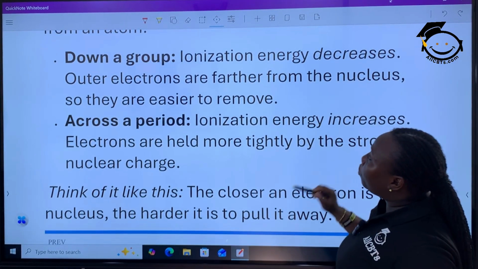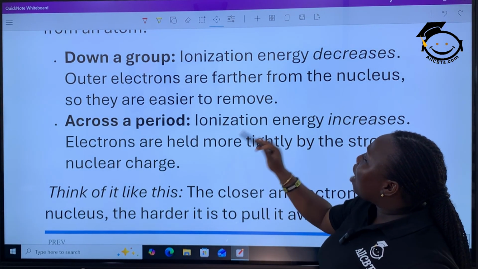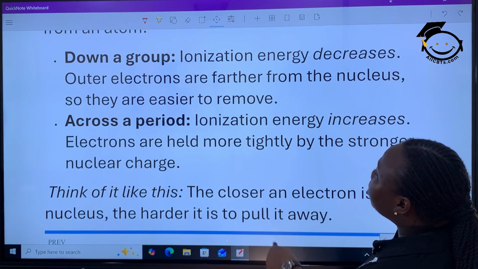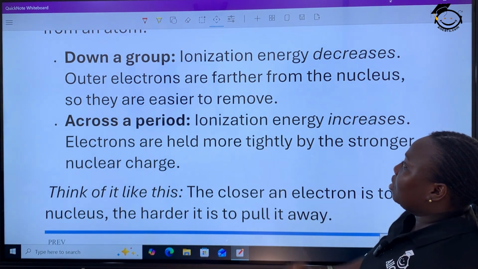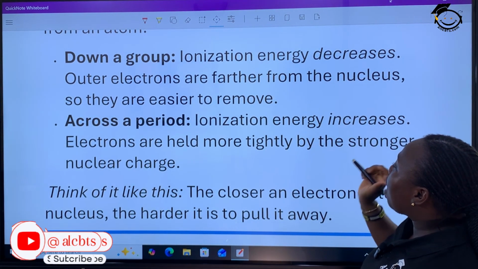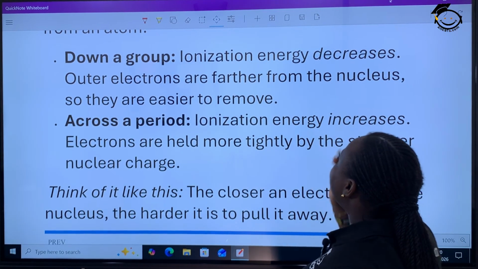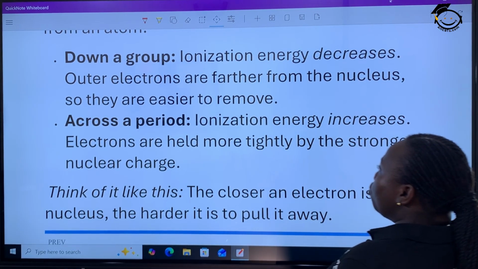Down the group, the energy decreases. It decreases down the group. And why? This is because outer electrons are further from the nucleus, so they are easier to remove. Let's read that again. Down a group, ionization energy decreases. Why? Because the outer electrons are further from the nucleus, so they are easier to remove.